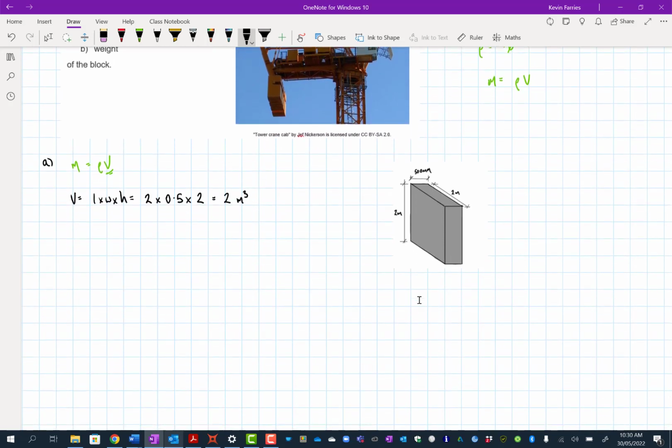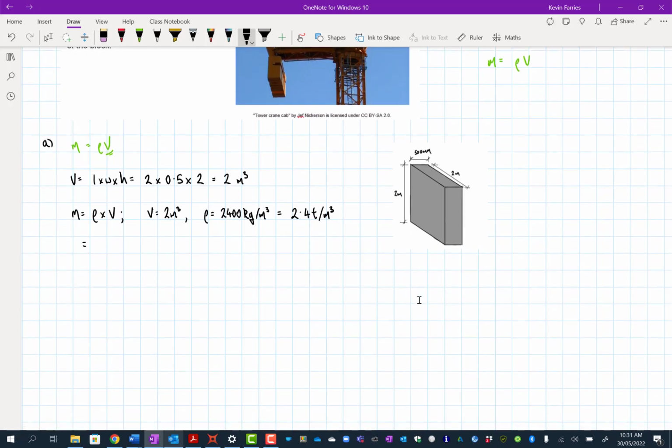Then we're going to use our formula. So mass is just equal to density times volume. Let's write down what we know first. We know that the volume is equal to 2 meters cubed. The density for concrete is one of those you should probably remember. It's approximately 2,400 kilograms per meter cubed. In our case, it's a pretty big block, so we might be better to write that in terms of tons. So it'd be 2.4 tons per meter cubed.